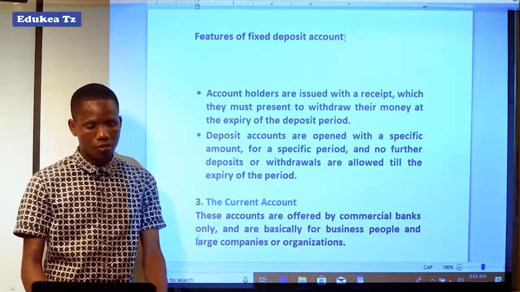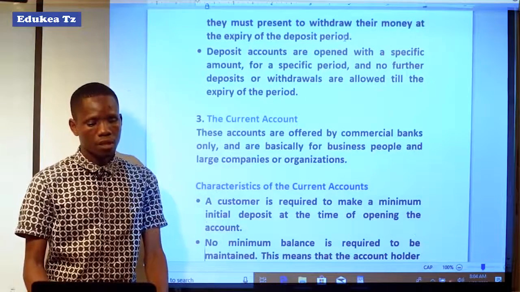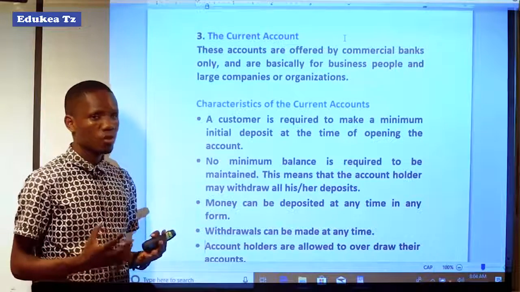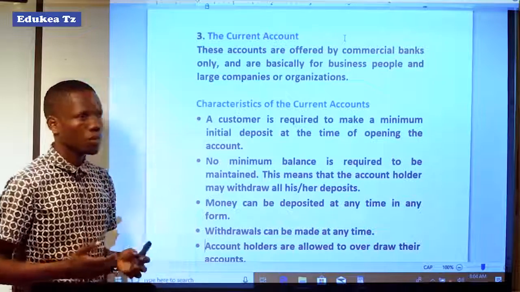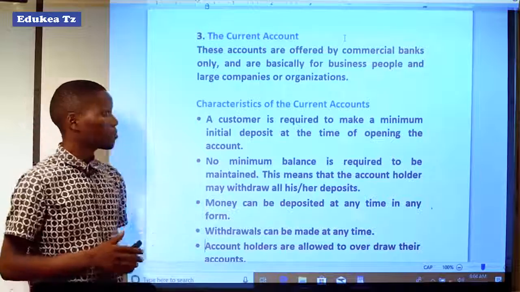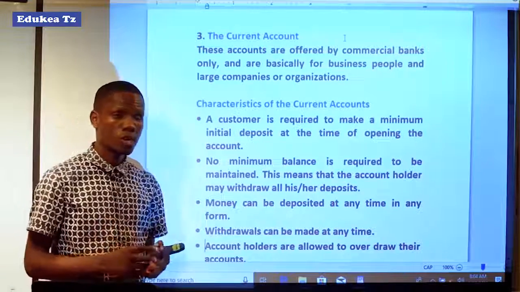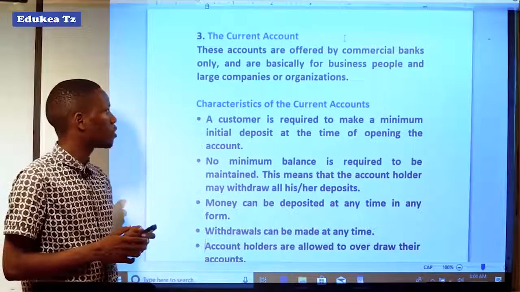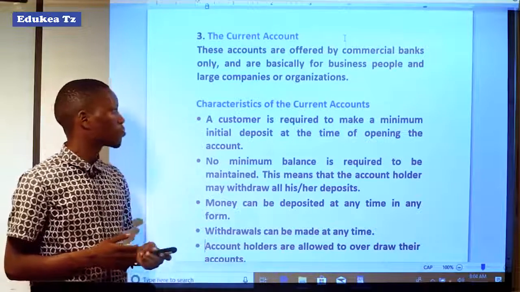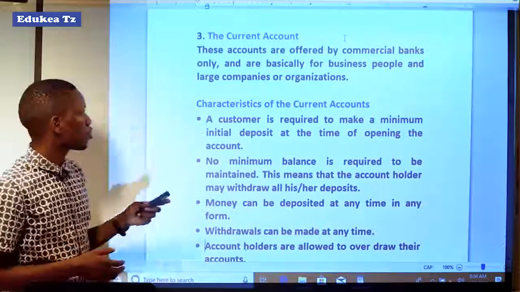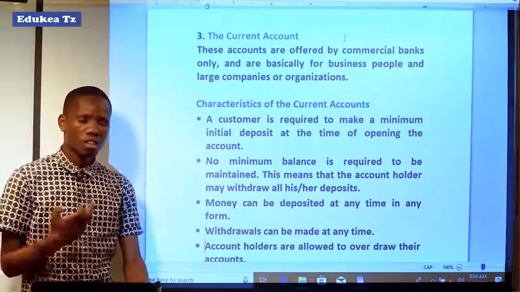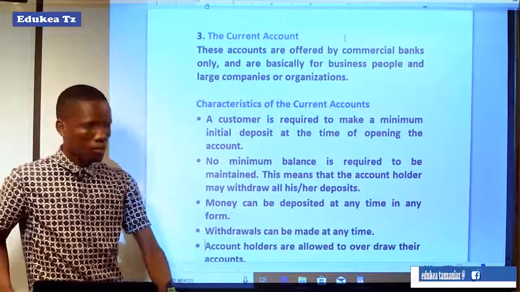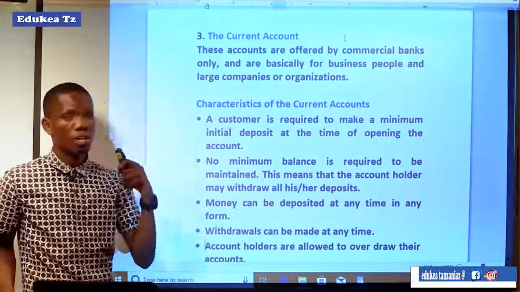So after we have seen these features of the fixed deposit account, now we are going to look at the next type of account offered by these commercial banks in East Africa and in other countries. Here, the third type of account offered by these commercial banks is the current account. These accounts are offered by commercial banks only and are basically for business people and large companies or organizations. So these current accounts are offered by only the commercial banks, and these are special for business people and large companies or organizations.